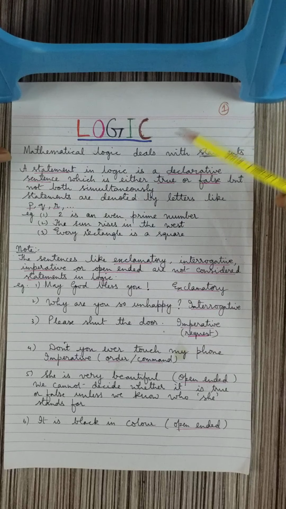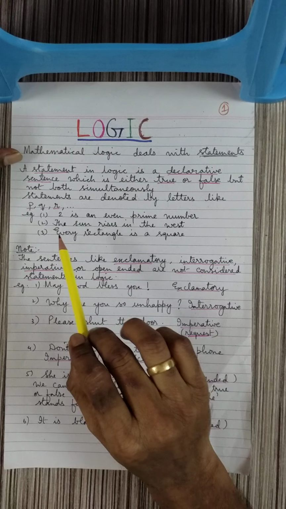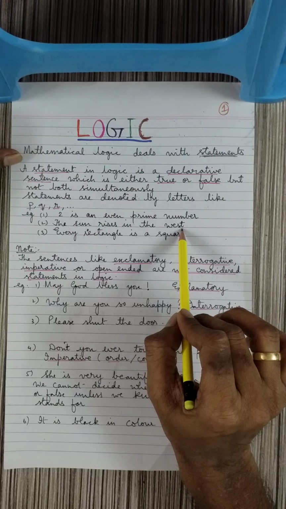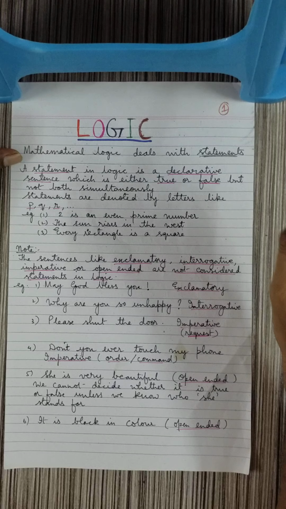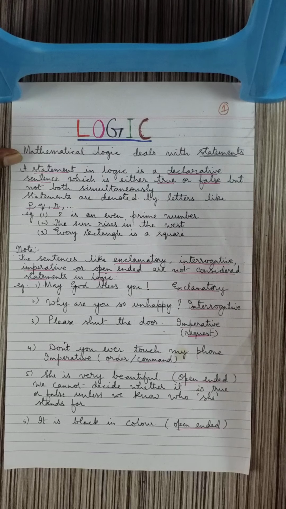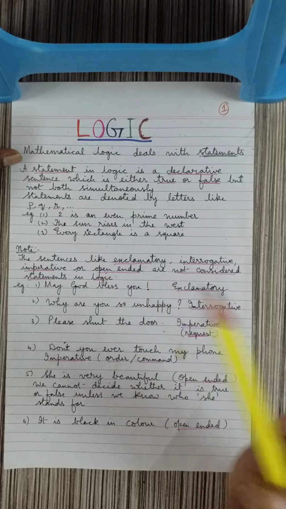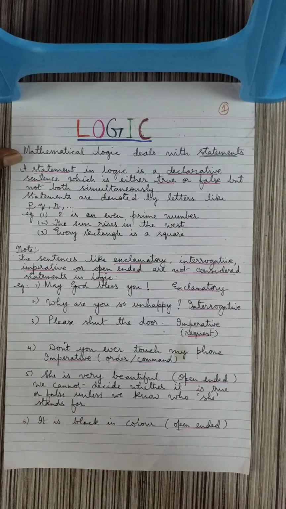Examples. The first example I've taken is 2 is an even prime number. Oh, you know, it's a fact. It's a true statement. So it's a statement in logic. You can decide whether it is true or false. So it is true. The sun rises in the west. It is a statement, but it is a false statement because we all know that sun rises in the east. So they are not asking whether it is a fact or not. They are asking you whether it is true or false. So if you can decide if it is true or false, it is a statement in logic.